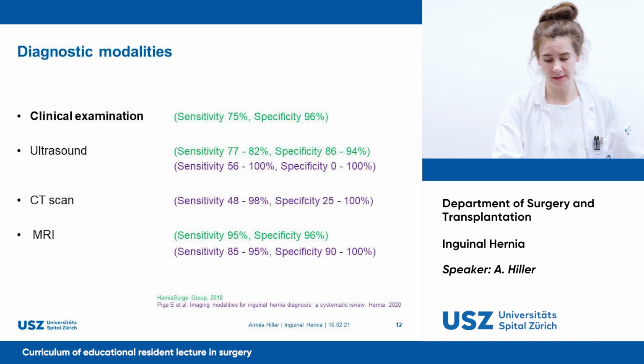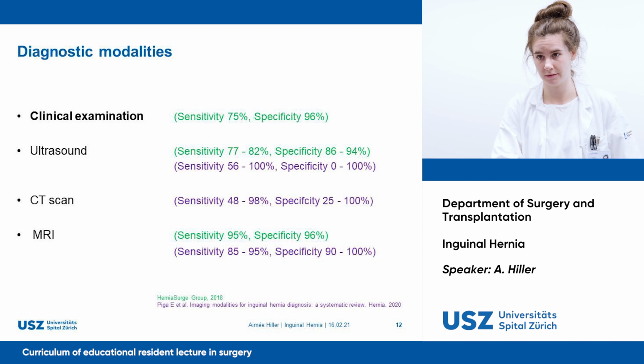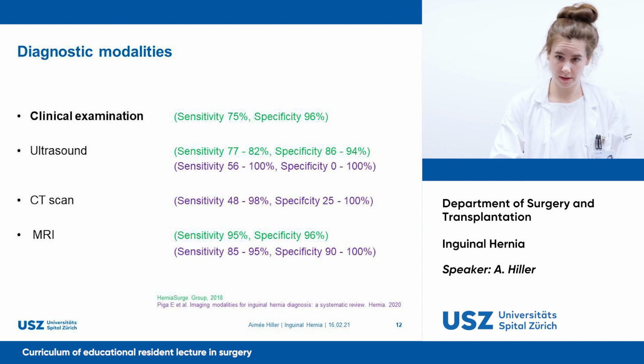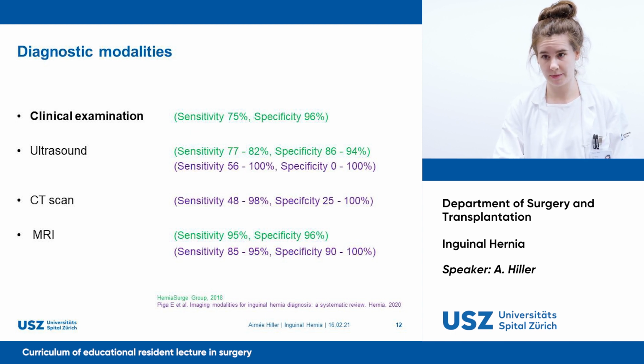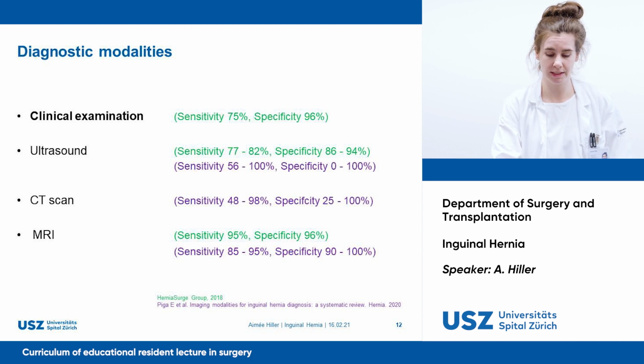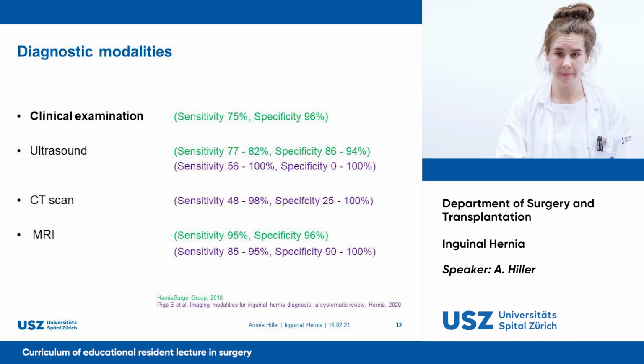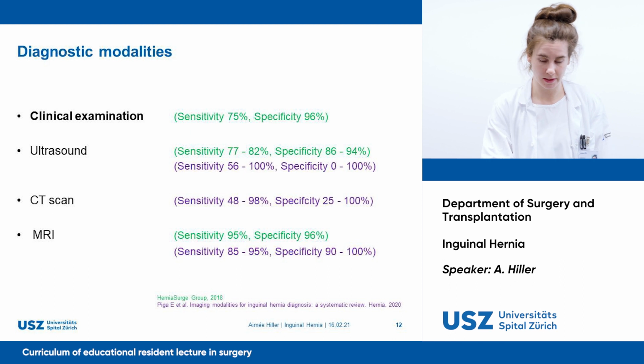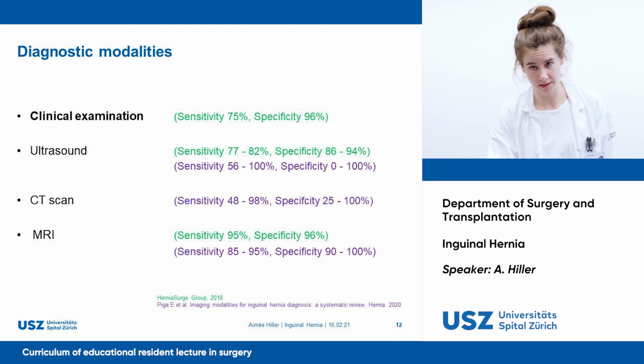As for the diagnostic modalities, clinical examination is standard in diagnosing inguinal hernia with a sensitivity of 75%. But there obviously is a diagnostic gap, especially for obese patients and femoral hernias, and also for multiple hernias. Then we can use ultrasound, CT scan, or MRI. Ultrasound also has a very high sensitivity, but it also has a very high inter-observer variability.